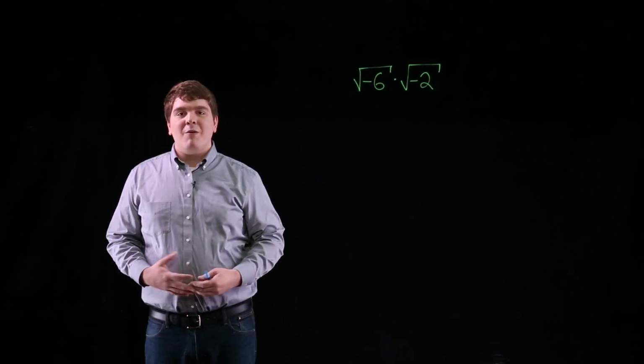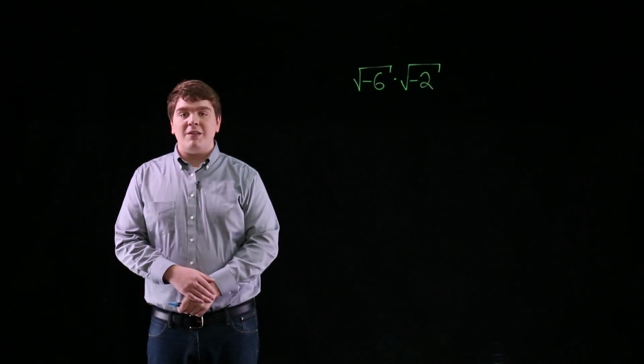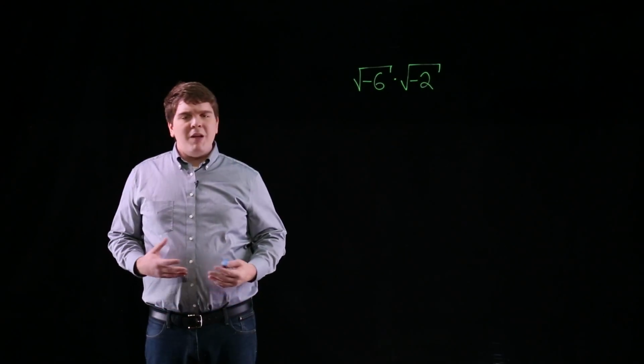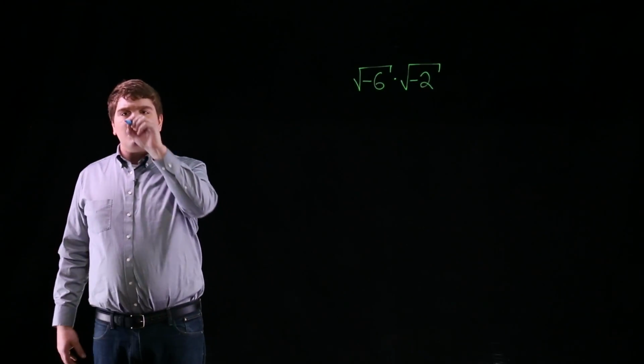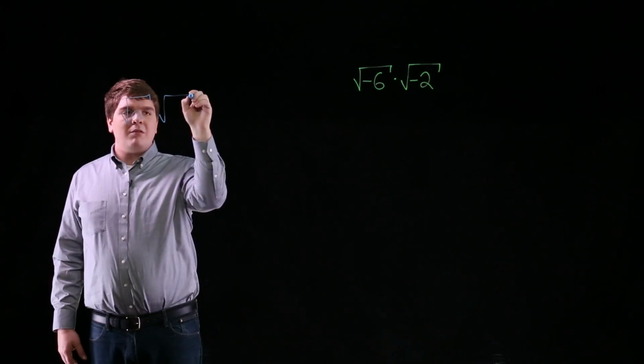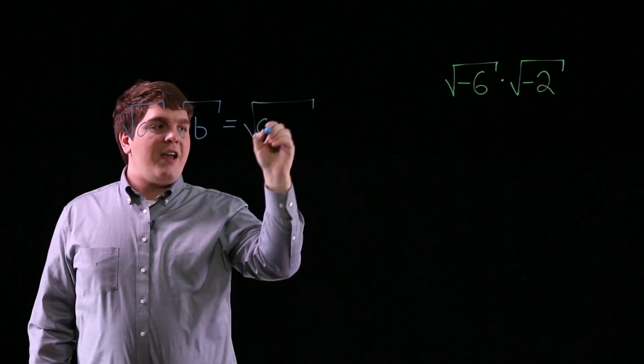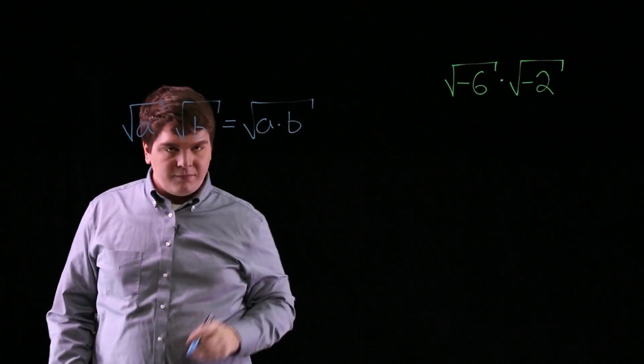Hi, my name's Gabe. For this problem, we're asked to write the square root of -6 times the square root of -2 in standard form. So what you may be tempted to do is use the rule which states that the square root of a times the square root of b is equal to the square root of a times b.